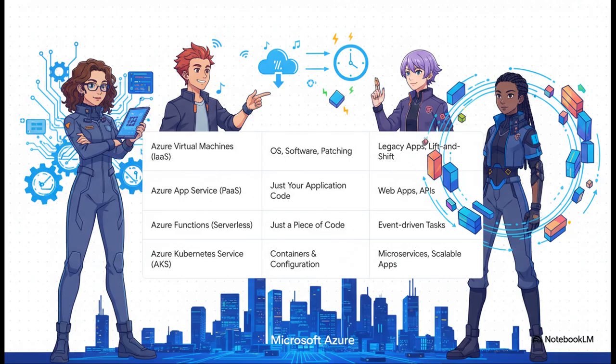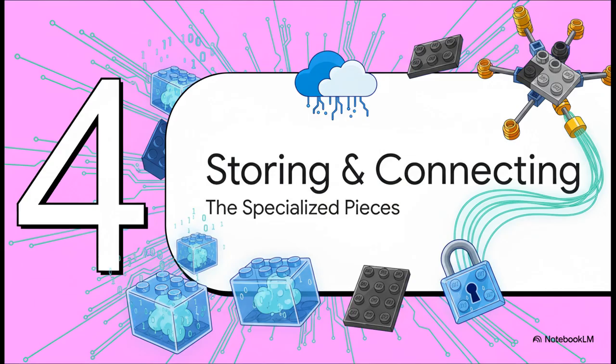And finally, for the really complex modern stuff, there's Azure Kubernetes Service, or AKS, which is all about managing thousands of little application containers at massive scale. Okay, so we've got our engines to run the code. But an app is pretty useless without data, or a secure way to connect all the different parts, right? This is where you bring in the more specialized Lego pieces for things like storage and networking.